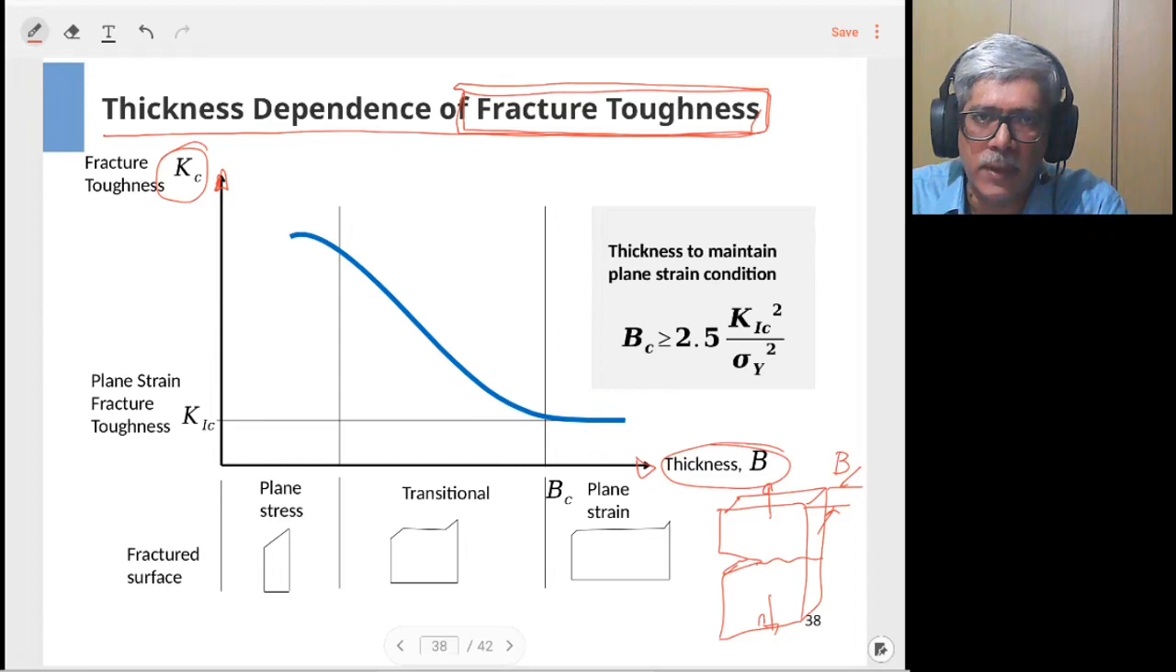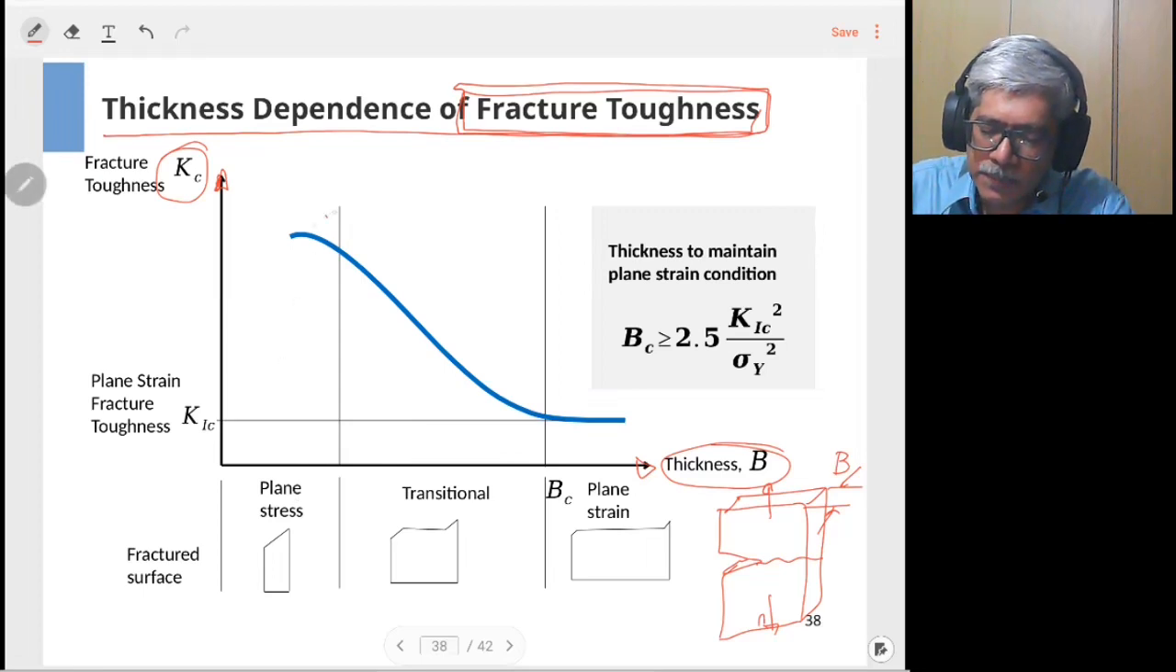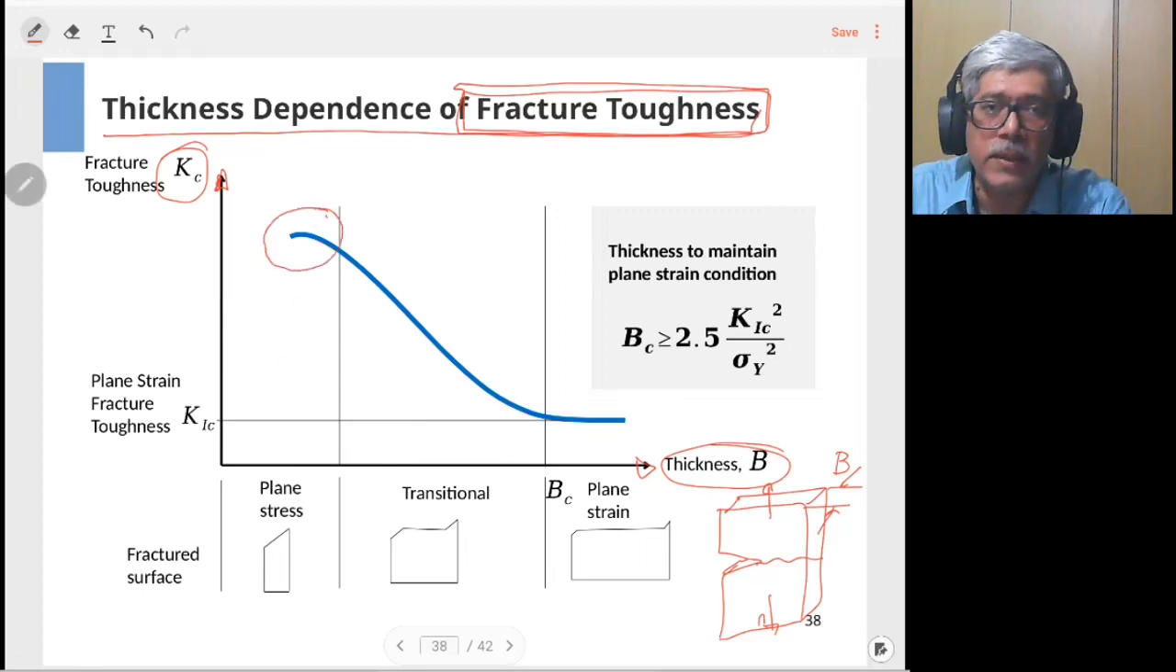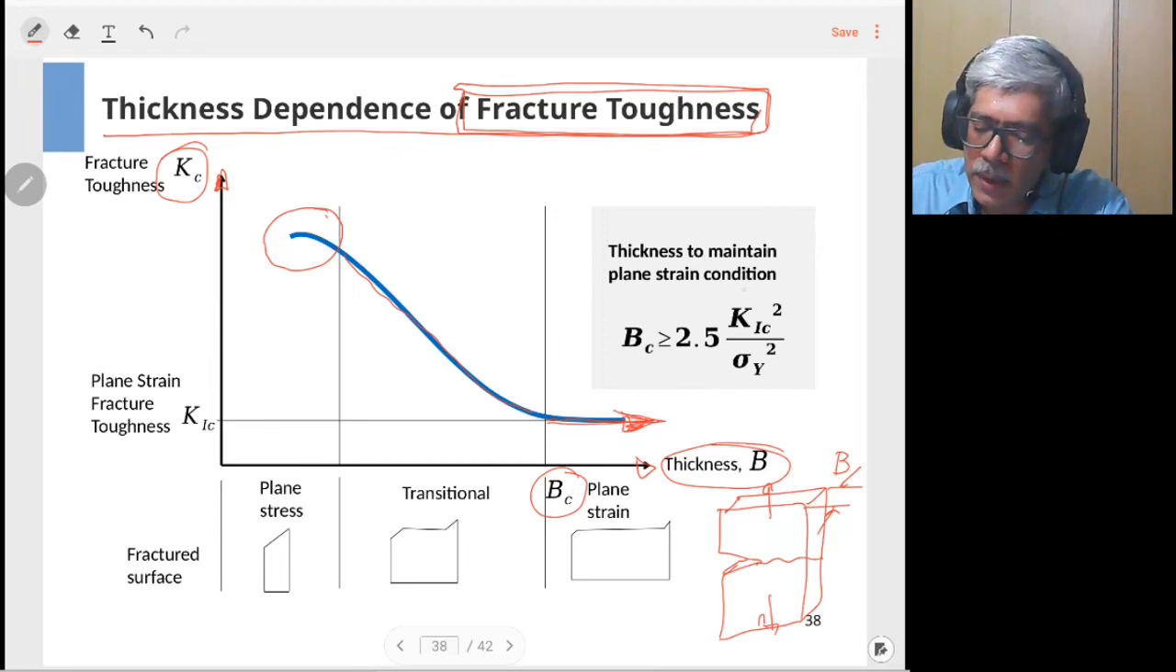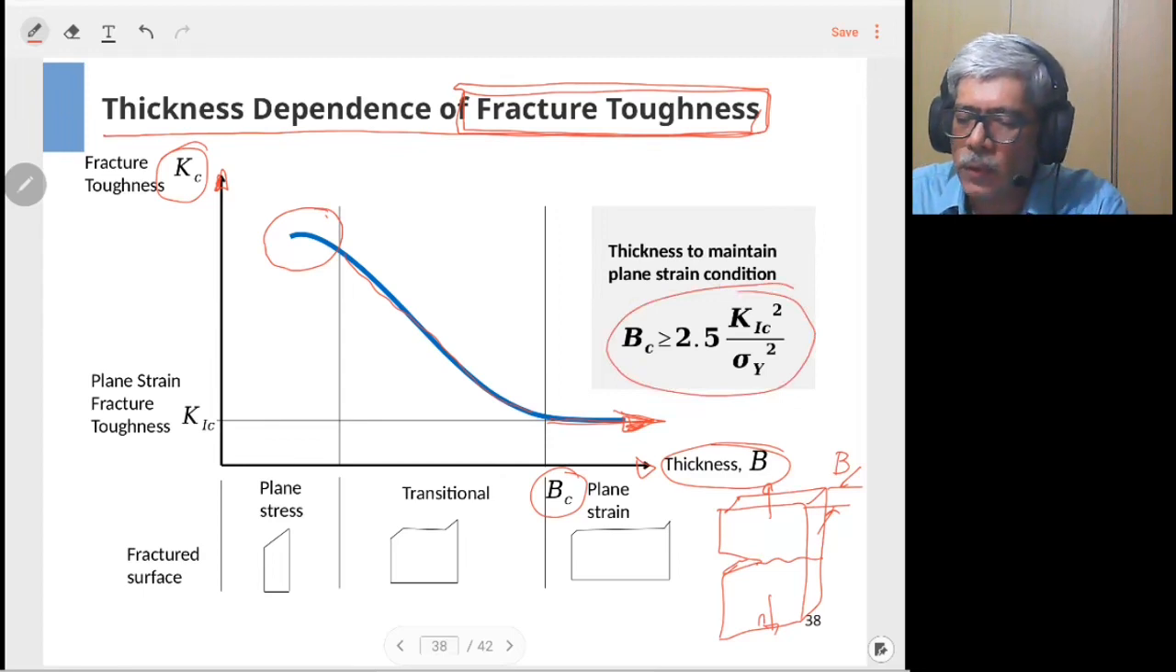If you plot this fracture toughness, that is the stress intensity factor at which the specimen breaks, you will find that at lower thickness the fracture toughness is higher. It reduces as the thickness increases, and beyond a certain thickness, which is termed the critical thickness or BC, the fracture toughness remains constant. The thickness beyond which it remains constant is approximately given by the equation shown here. You need not remember this; that is for your reference.